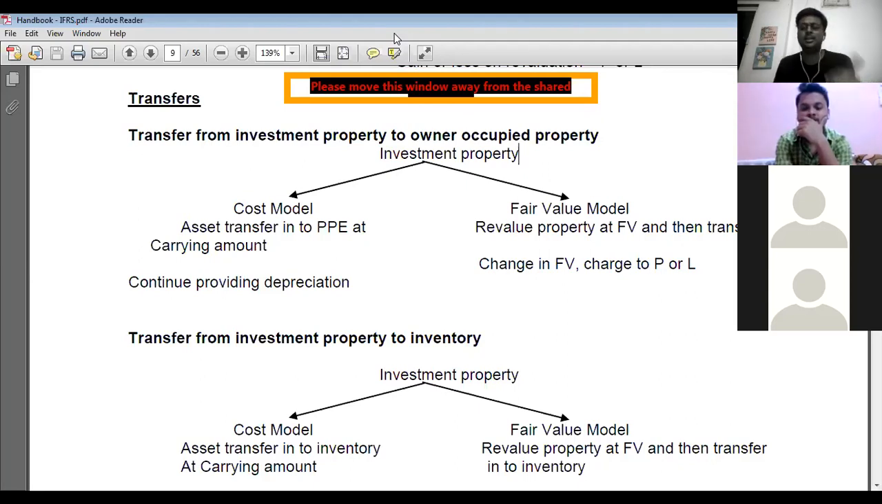How to decide carrying amount or fair value? So we need to see what accounting model we are following when it is investment property. If it is cost model, at carrying amount. If it is fair value model, then at fair value.